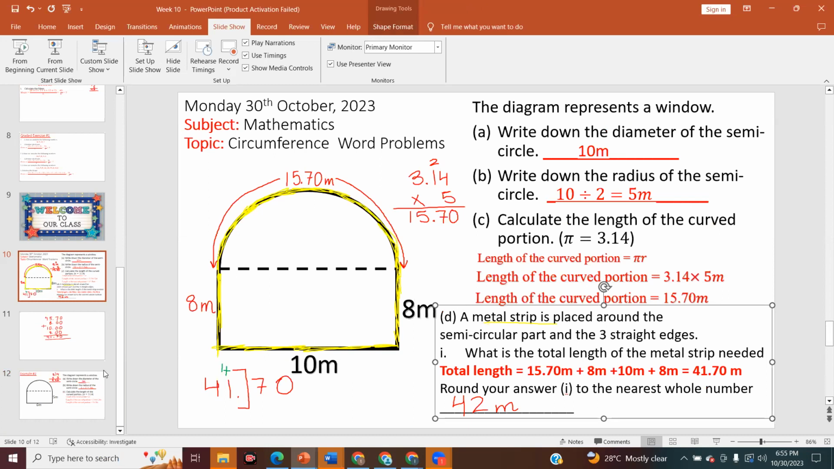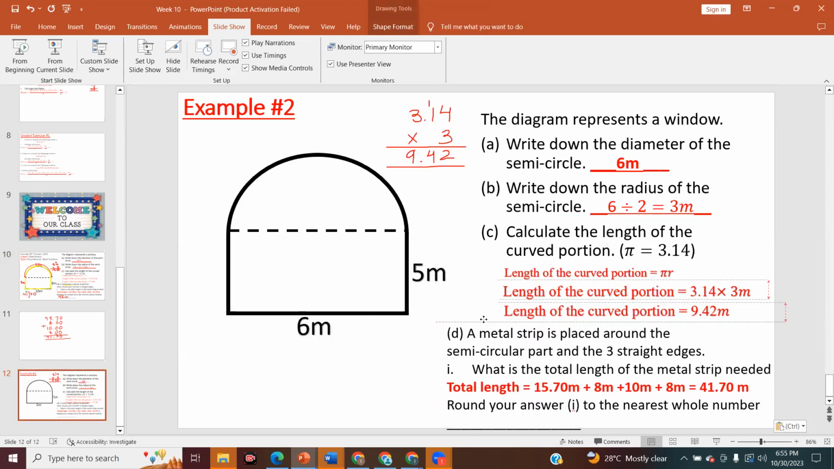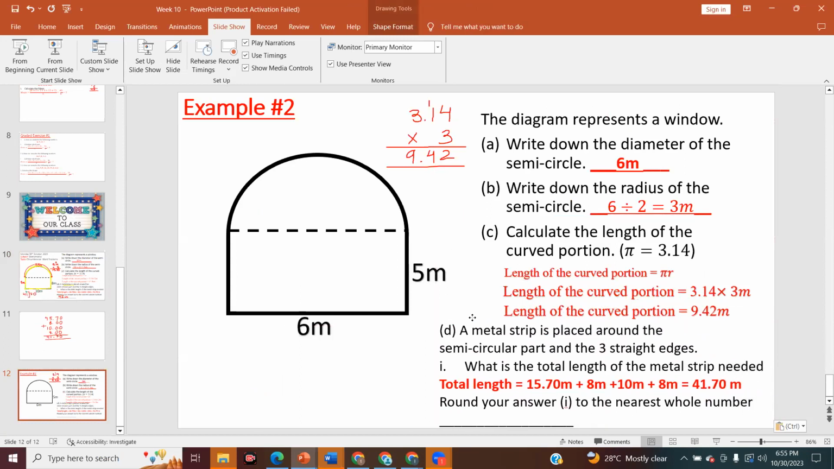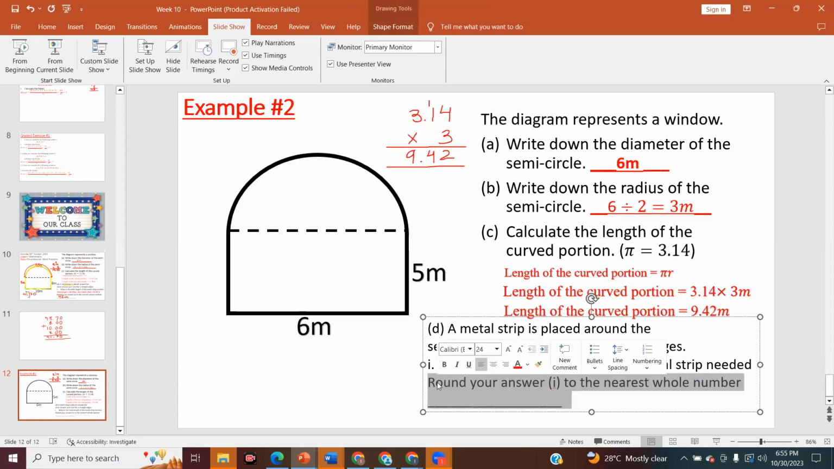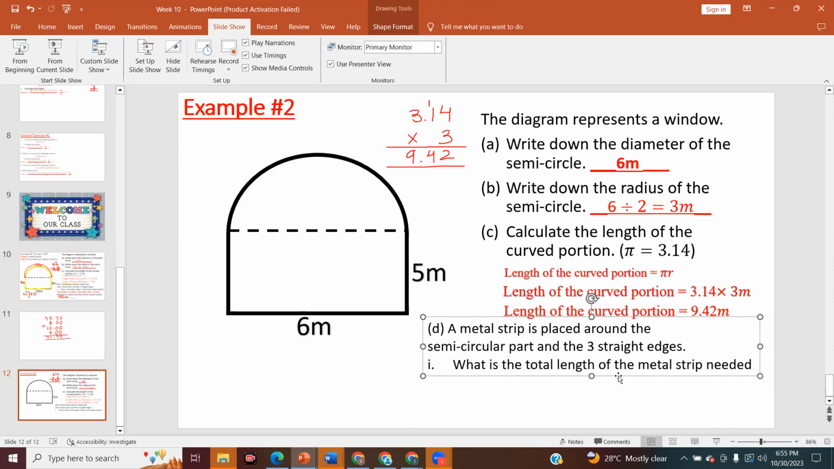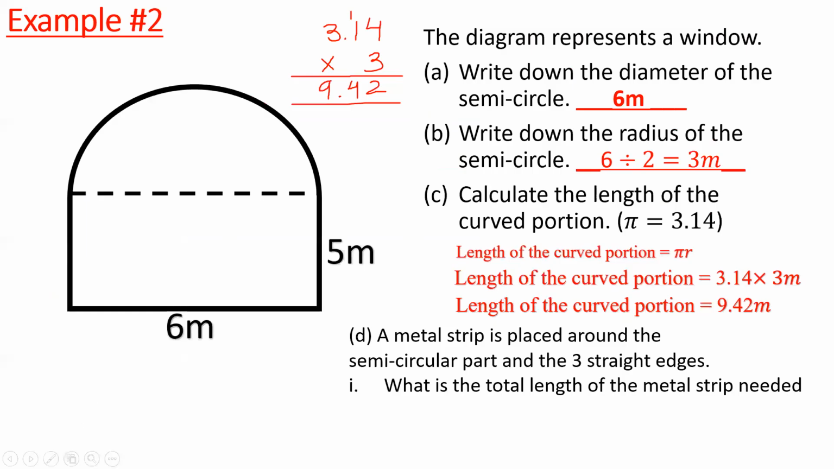The metal strip is placed around it, and I want the total length of the whole thing. Okay. So let's do that first. What is the total length of the metal strip needed? I want you all to do that and put your answer inside the chat. Remember, we have to cover the whole thing. So we are looking at the whole window, this portion.